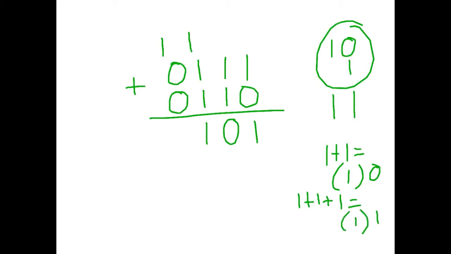Sorry, this is lots of 1s and 0s. So we're left over now with our leftmost column. 1, a 0 and a 0 is equal to 1.